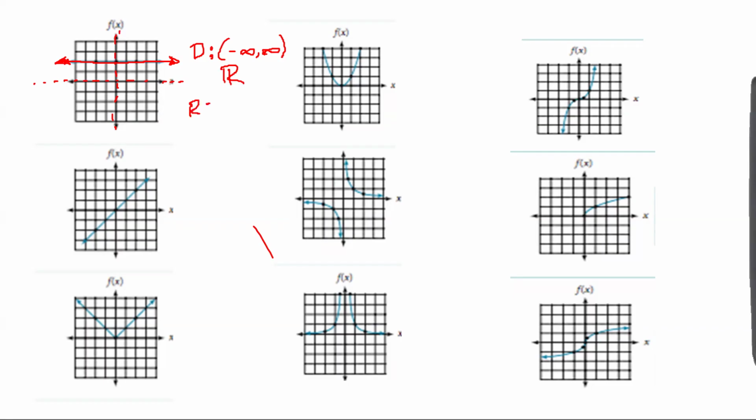The range, meanwhile, are the numbers that come out of that. In this case, the only number that I ever get out is 2. So it's a small set there, and that's the only number that I get out. So maybe an equals there. The range would be equal to 2. That's the only thing that works.